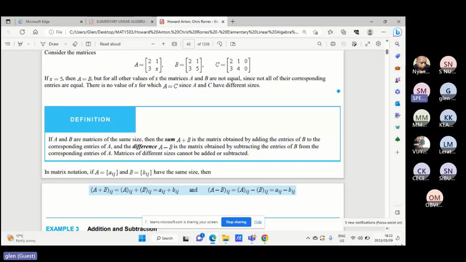Yes, Spencer? I think you cannot add because they don't have the same size. A is a 3x3 matrix. C is a 2x2. So they're not of the same size. Spencer, please ask them whether they agree with you or not. Do you agree with me? Yes, we agree with you.